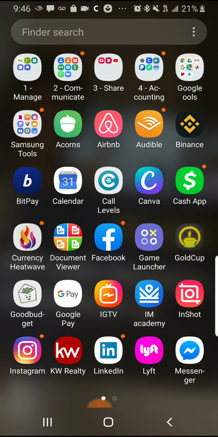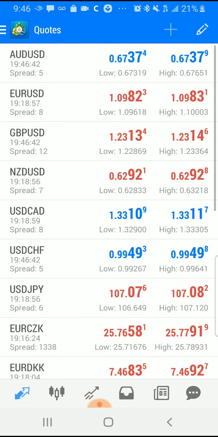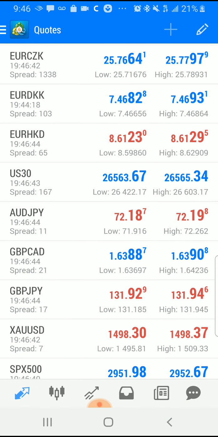I'm going to be showing you how to place your first trade, right? How to place your first trade. So what you'll do is you'll go to the MetaTrader 4 app. You'll have all of the pairs, right? So let's check this out. Let's look at a Forex signal.